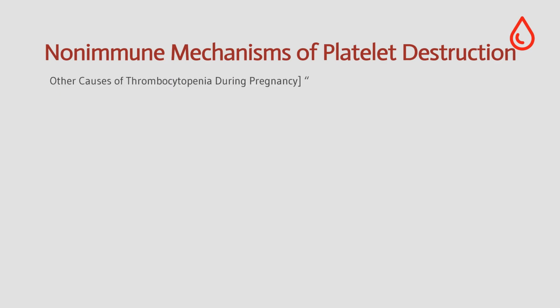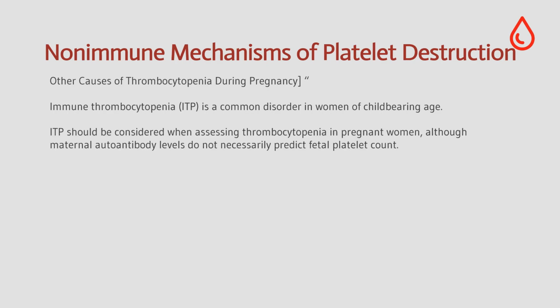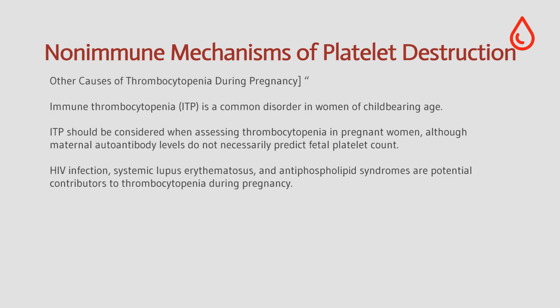Considering other causes of thrombocytopenia during pregnancy, immune thrombocytopenia, ITP, is a common disorder in women of childbearing age. ITP should be considered when assessing thrombocytopenia in pregnant women, although maternal autoantibody levels do not necessarily predict fetal platelet count. HIV infection, systemic lupus erythematosus, and antiphospholipid syndromes are potential contributors to thrombocytopenia during pregnancy.